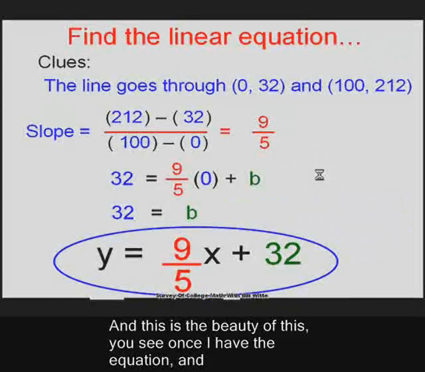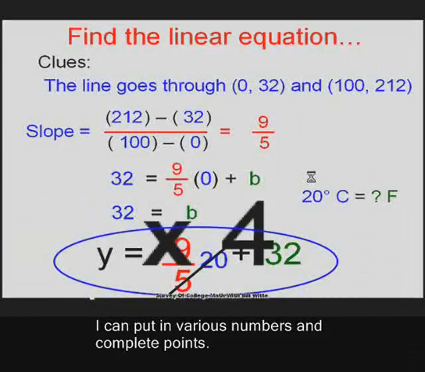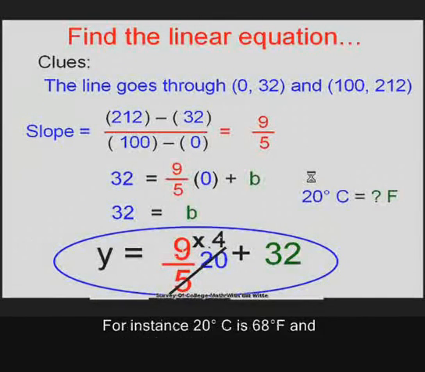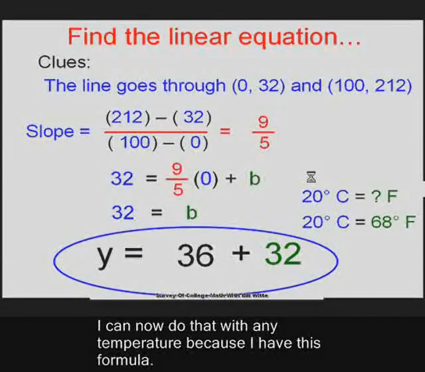And this is the beauty of this. Once I have the equation, I can put in various numbers and complete points. I can figure out, well, what is 20 degrees centigrade as a Fahrenheit temperature? Well, I put in a 20. I have to reduce. Let's see, 20 divided by 5 is 4. 9 times 4 is 36. 36 plus 32, you may remember. 20 degrees is 68 degrees Fahrenheit. And I could do that with any temperature centigrade because I have this formula.